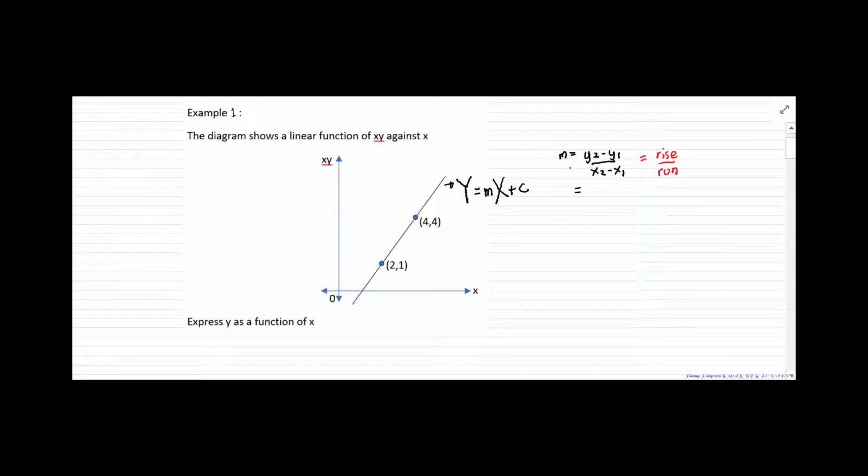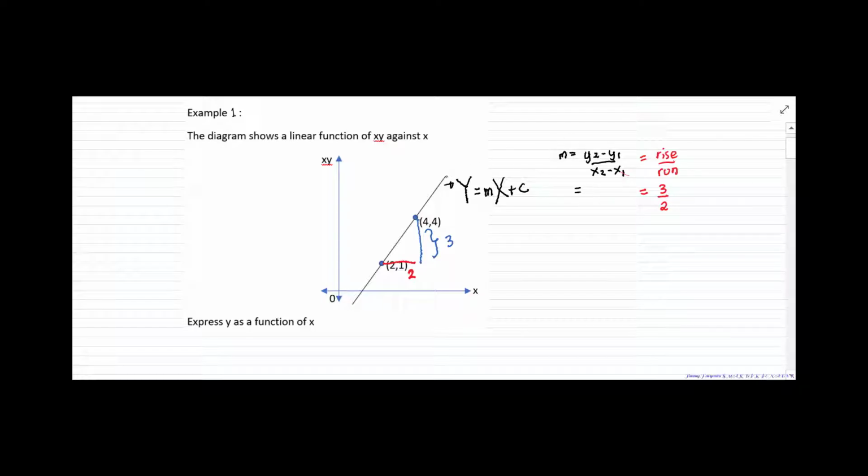Okay, maybe for this one better use rise over run. Okay, rise over run like this. This is the run and this is the rise. We know that the rise will be from 1 to 4, it will be 3, and then the run will be from 2 until 4, it's 2. So the gradient will be rise over run equals to, the rise is 3 and the run is 2.